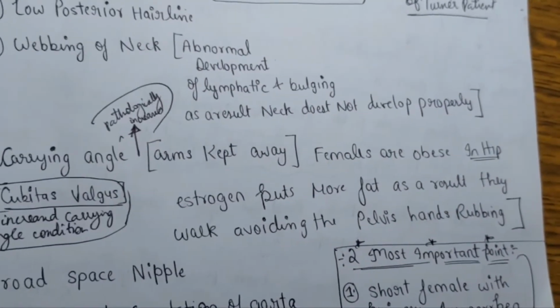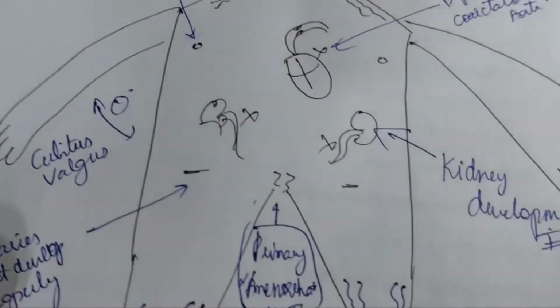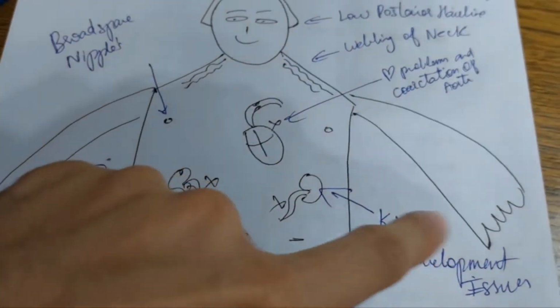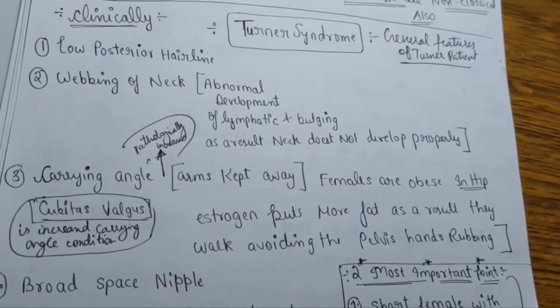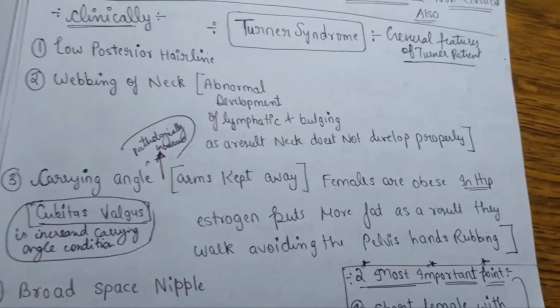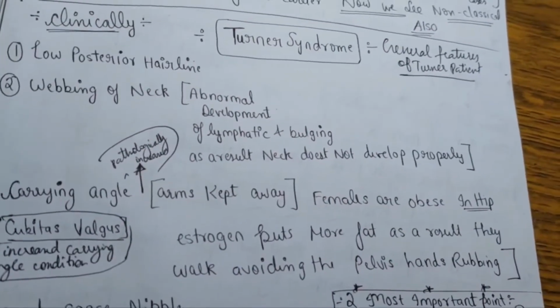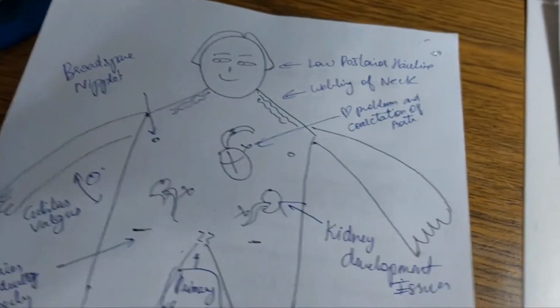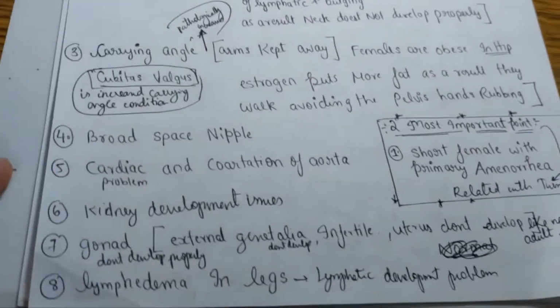Then we have a carrying angle that is pathologically increased. The carrying angle is the angle between the arms and the body. So here we can see the angle between the body and the arms is called the carrying angle. Normally females are broader in the hip region, so their arms are a bit away from the body. But cubitus valgus is a condition in which there is a pathological increase in carrying angle, and that is seen in Turner syndrome patients. Then they have broad spaced nipples, that is, there is a big distance between the nipples. Then they can have cardiac problems and coarctation of aorta.